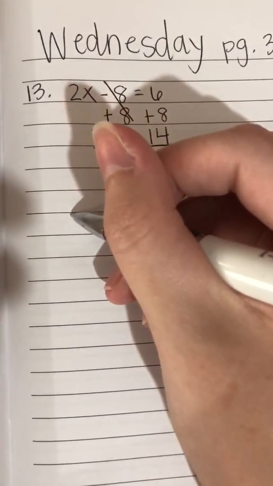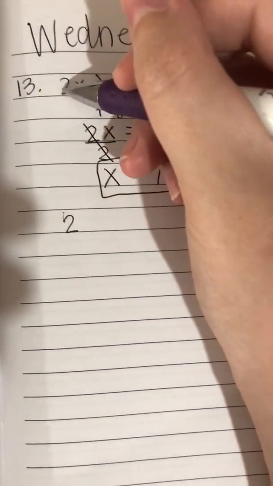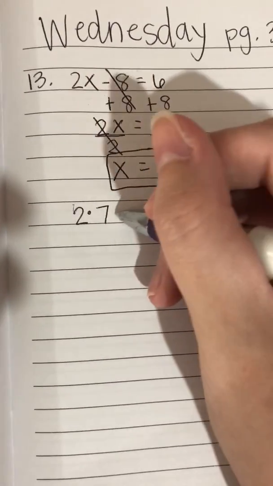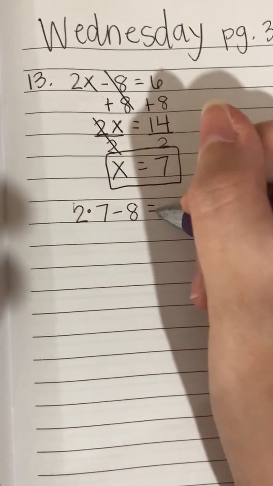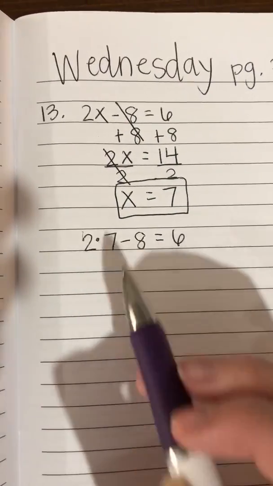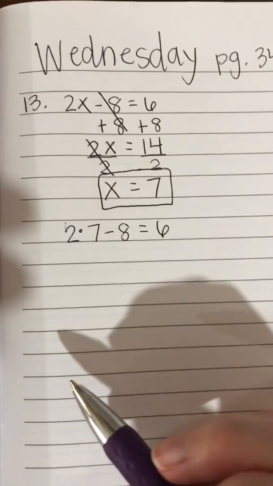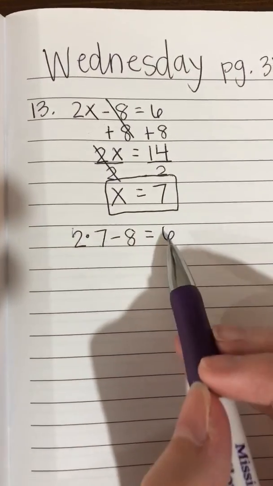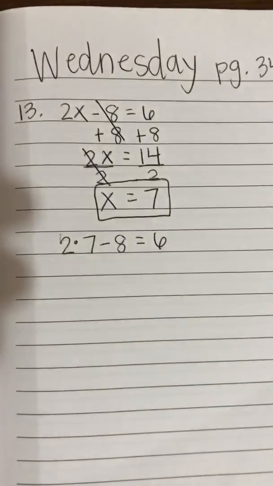I can check by plugging it back in. 2, if they're side by side, it means they're being multiplied, times 7 minus 8 equals 6. So I multiply first because of my order of operations. 2 times 7 is 14. 14 minus 8 is 6. So we know we did that correctly.